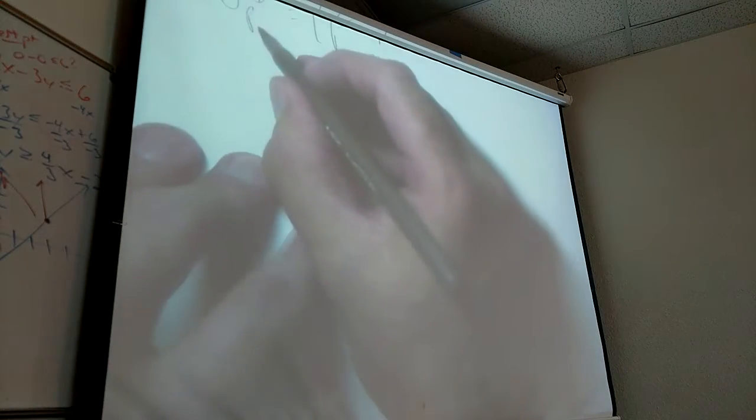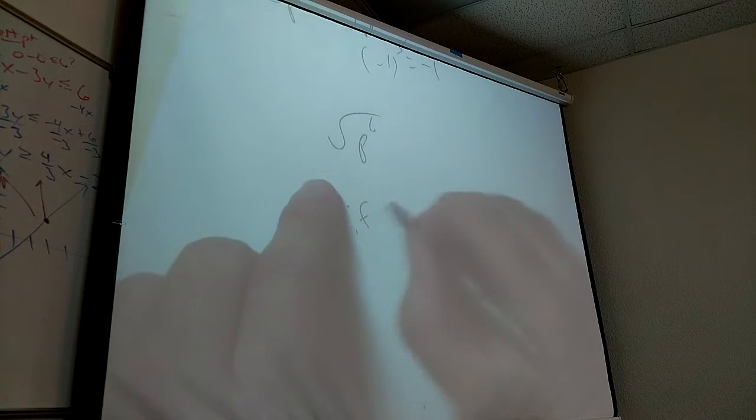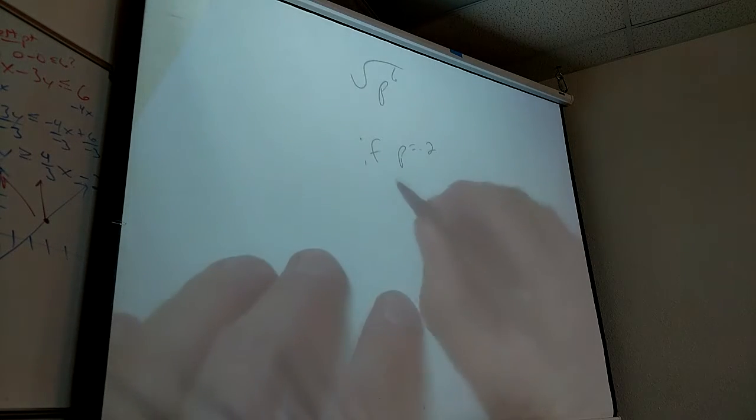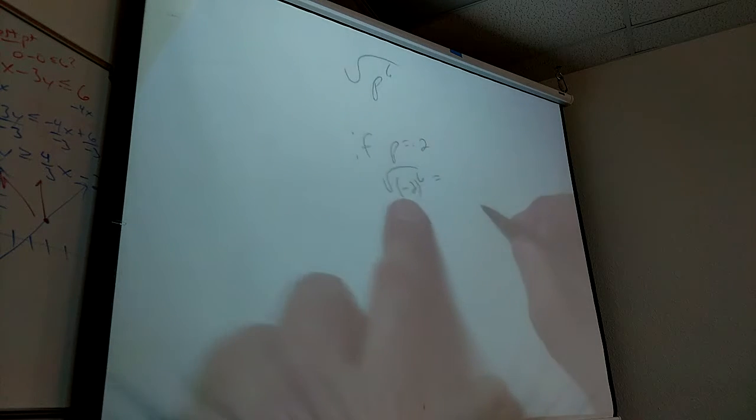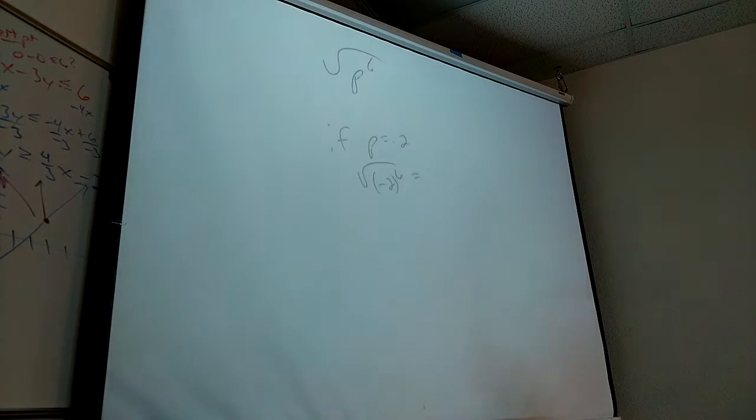Let's make p negative 2. So let's bring it back to just this, and remove this. What if p is negative 2? So this is the square root of negative 2 to the 6th power. What's negative 2 to the 6th power? Let's think about it. I've got to multiply negative 2 by itself 6 times.